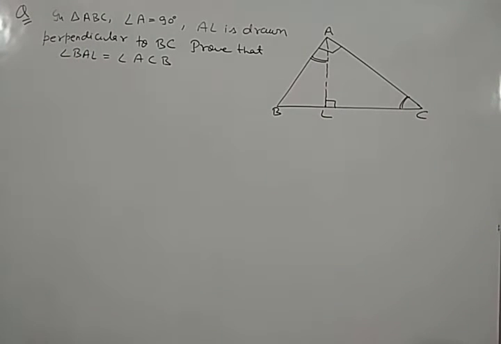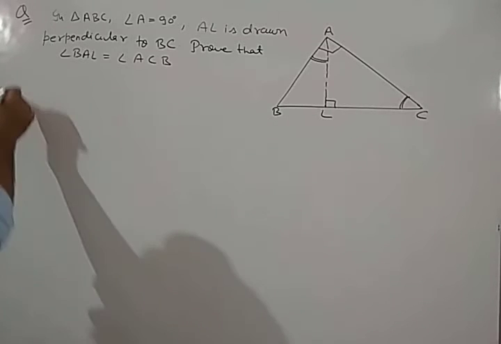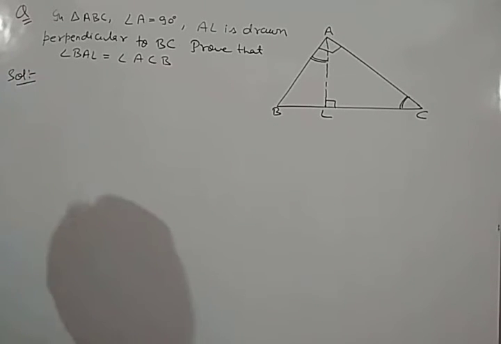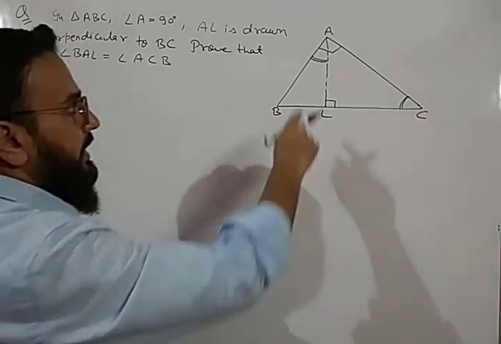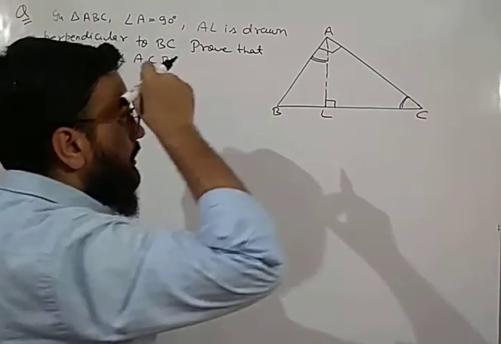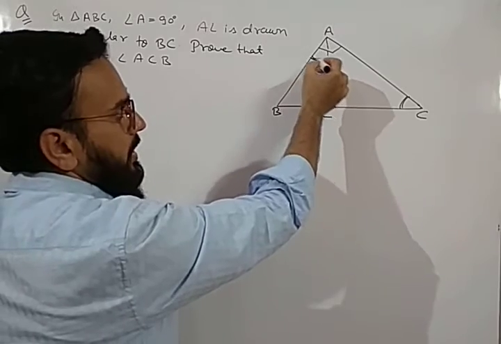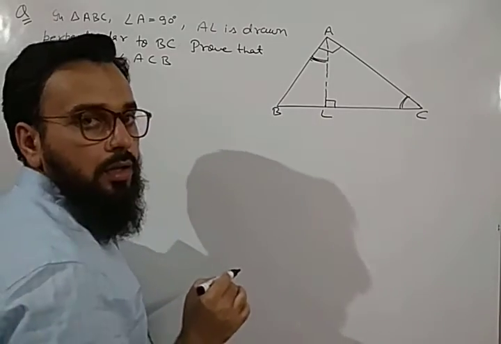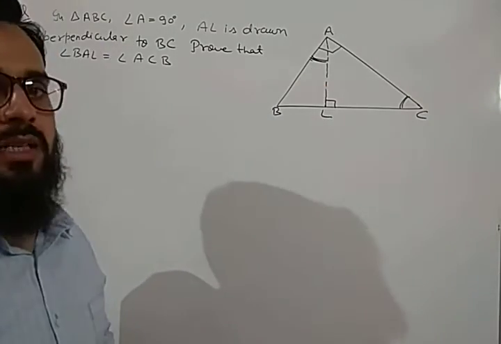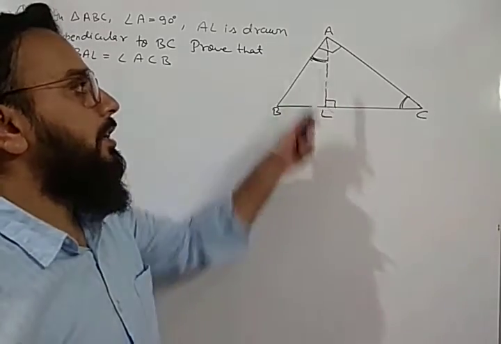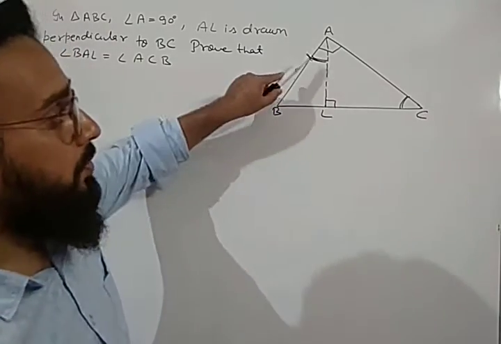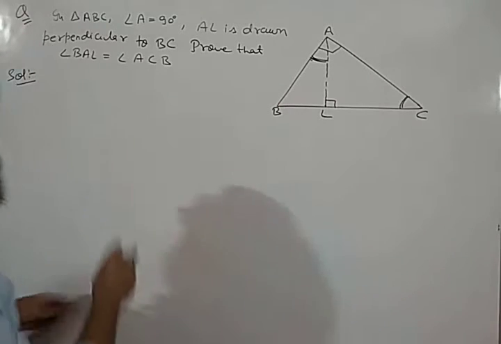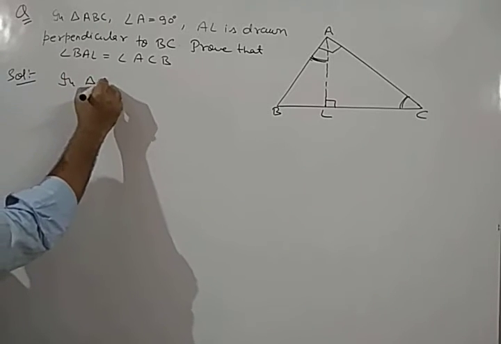Okay. So let us start. So we have to prove this angle and this angle C. So how can you get this particular angle? This angle is coming in triangle BAL. So first I will use the angle sum property in triangle BAL or ABL because we have to find this angle. Okay, so first I am taking in triangle ABL.